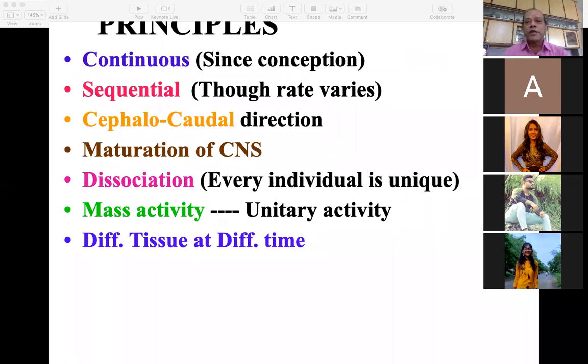Very important is to understand the principles of growth and development. Please remember the principles because it will make your concepts very clear. Now, it is a continuous process. As we said, growth is a continuous process, so it starts since conception and continues lifelong. The sequence of the growth and development is fixed, though the rate may vary from individual to individual.